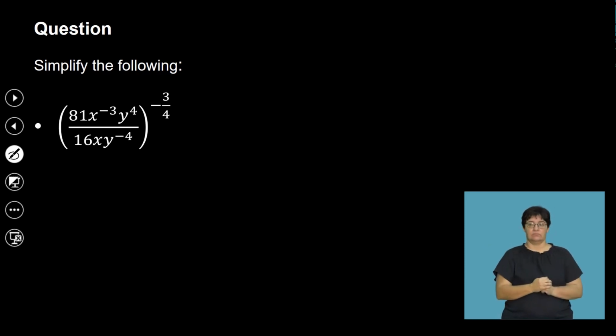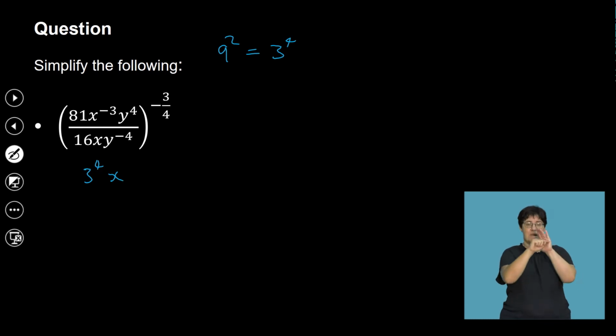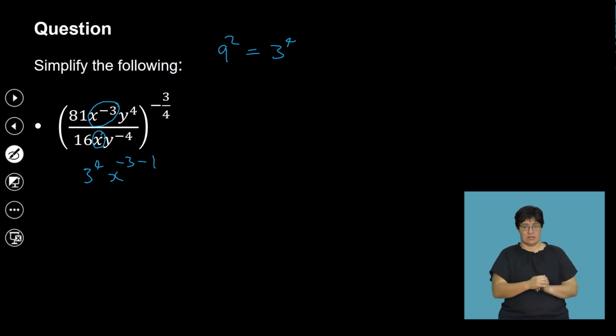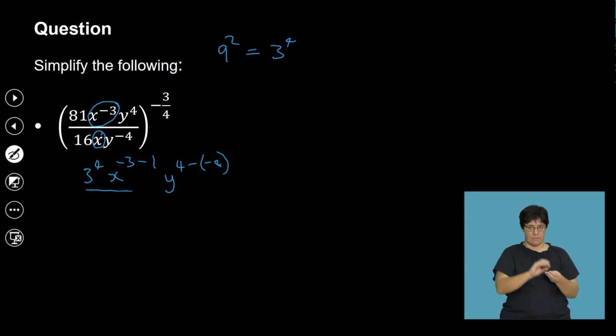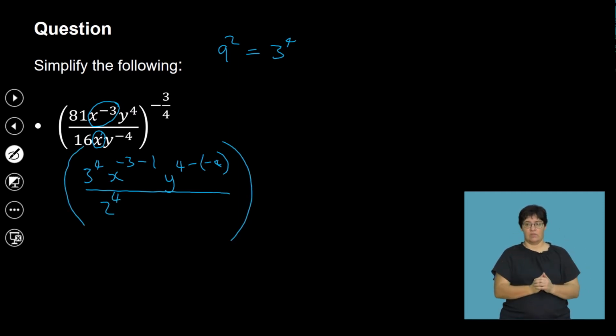So that will therefore mean this is going to be the same as 3, right? Because remember, 81 is the same as 9 squared, so this will be the same as 3 to the exponent of 4. That's the very first thing that I'm going to do. And then I will have my x there, minus 3. Remember the rule. If I am dividing and my bases are the same, I must subtract the exponent. So it will be minus 1, and then I will have y. There's a 4 there, it becomes 4 minus, the y at the bottom has a negative 4. And all of this is divided by 2 to the exponent of 4. And then I will close the bracket because there is something out here which is negative 3 over 4.